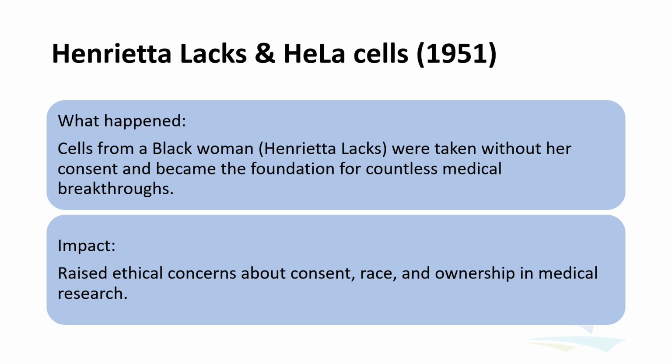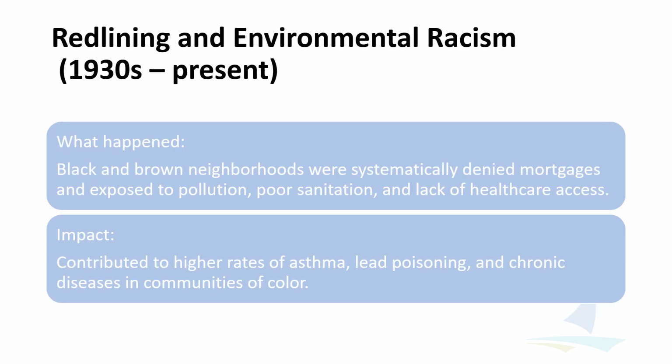The story of Henrietta Lacks illustrates the racial inequities that are embedded in the research and healthcare system in the U.S., raising concerns about consent, race, and ownership in medical research. Redlining and environmental racism. Another example of systemic injustices and imbalances that continue to impact our marginalized communities today. From the 1930s, Black and brown neighborhoods were systemically denied mortgages and exposed to pollution, poor sanitation, and lack of healthcare access, contributing to higher rates of health risks and diseases such as asthma and lead poisoning in communities of color.